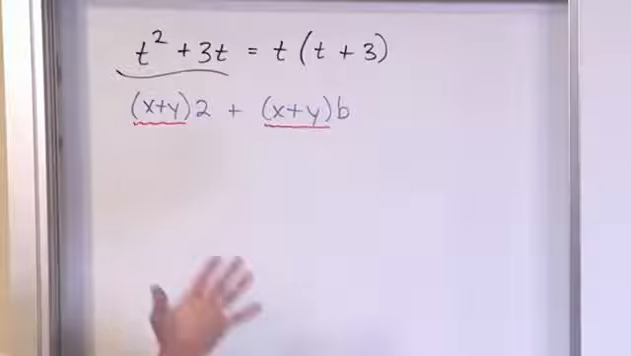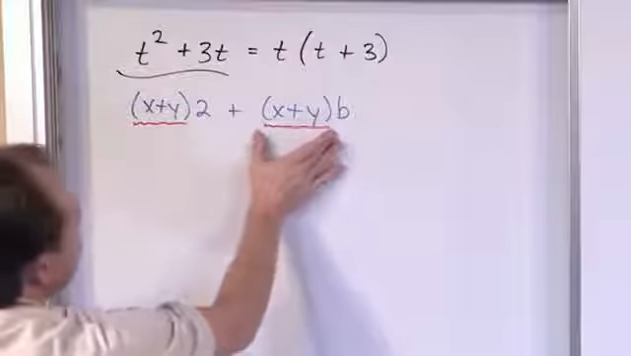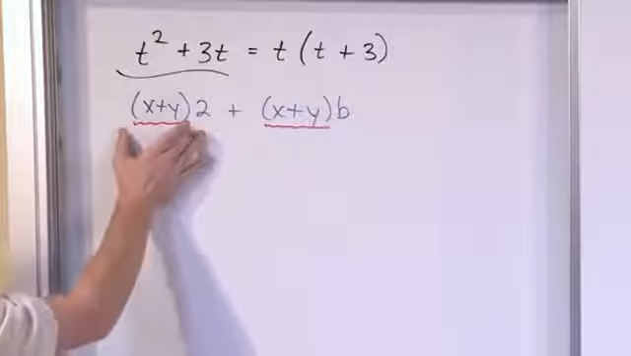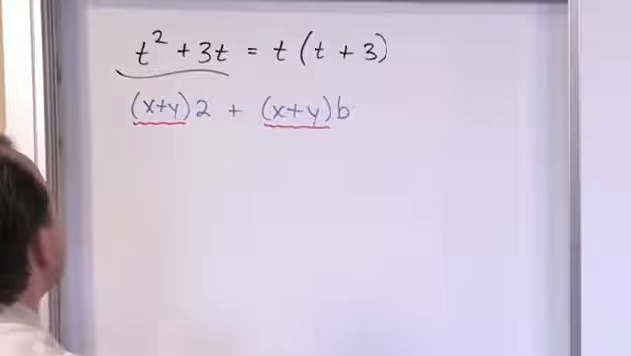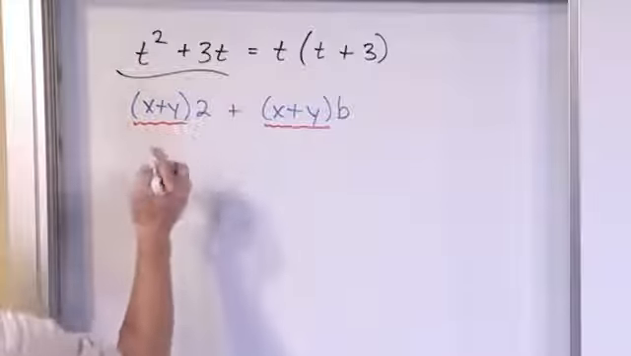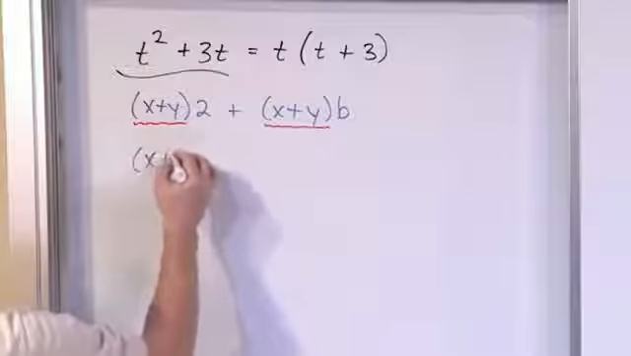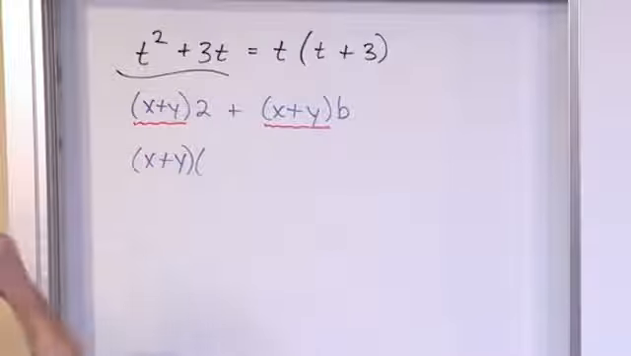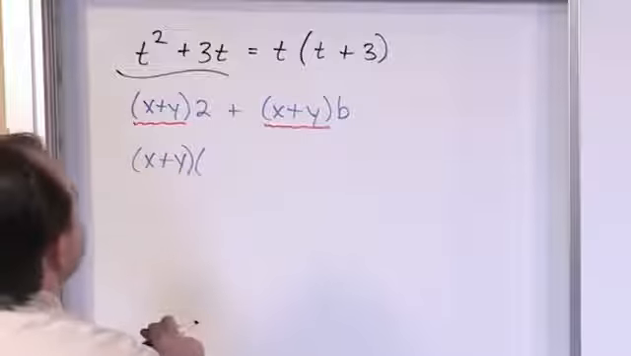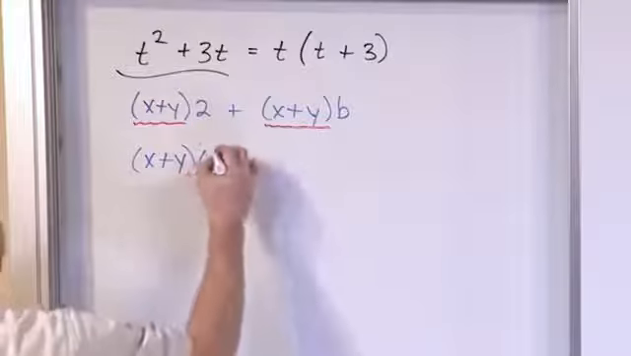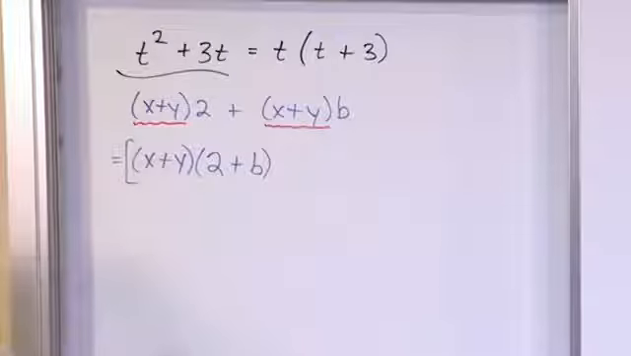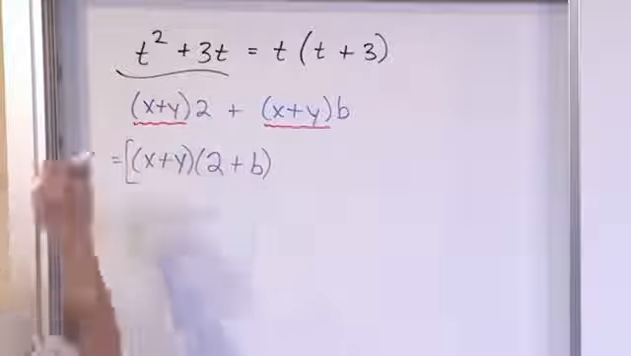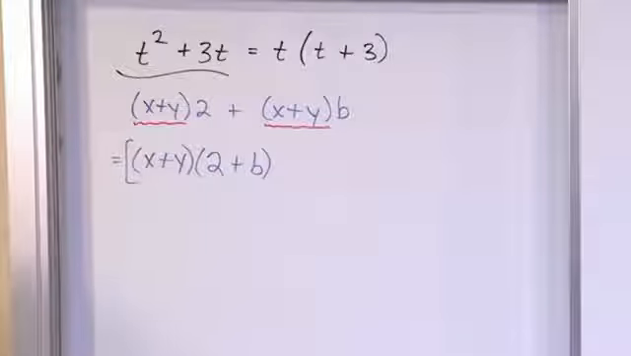You can recognize that x plus y is common over here, and it's also common over here. So I can reach in and pull them out because they're common to both things. I'm going to do just like I did before: pull x plus y out, open a new set of parentheses, and figure out what needs to go in here. If you think about it for a minute, I think you'll agree that 2 plus b must be what is inside of there. And that is the factorization when you pull out the greatest common factor.